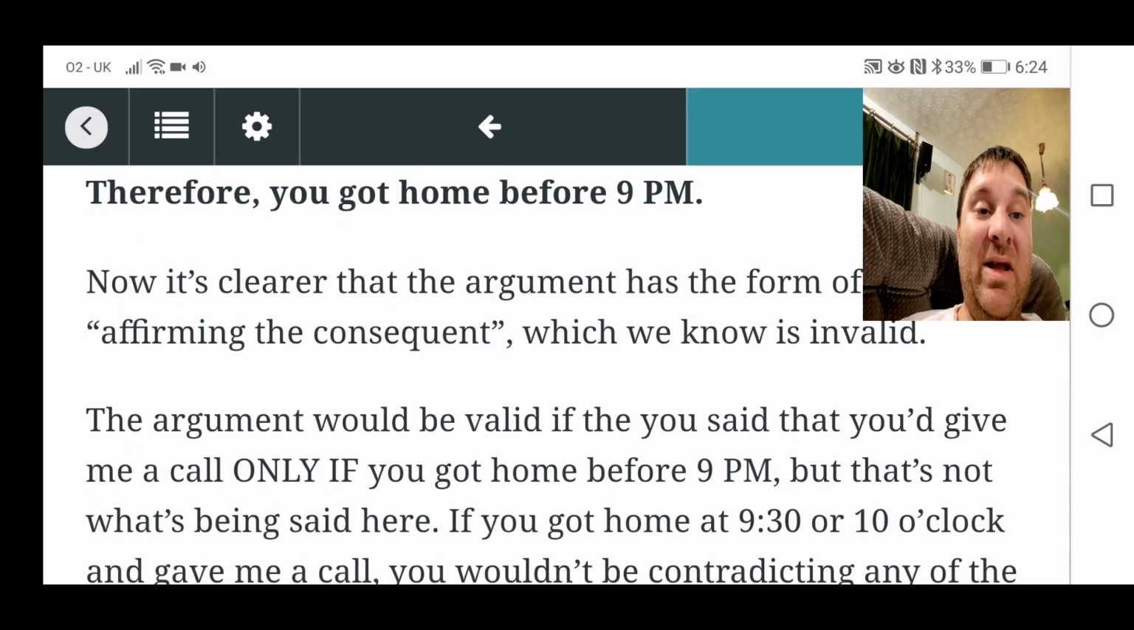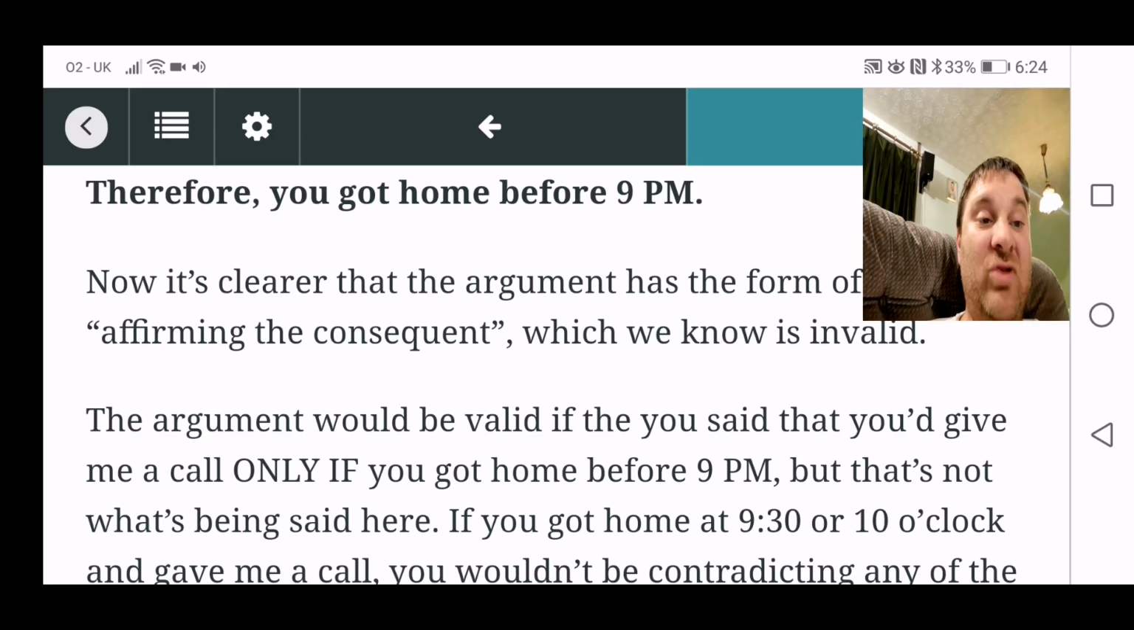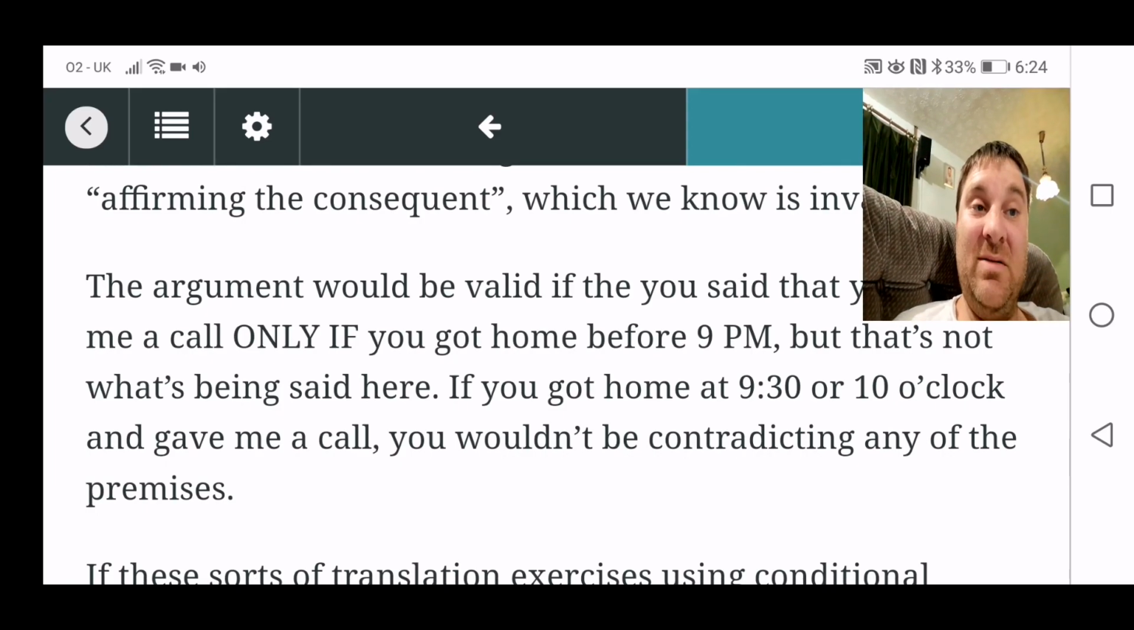The argument would be valid if you said that you'd give me a call only if you got home before 9 p.m. But that's not what's being said here. If you got home at 9:30 or 10 o'clock and gave me a call, you wouldn't be contradicting any of the premises.